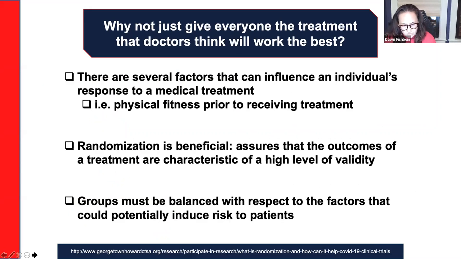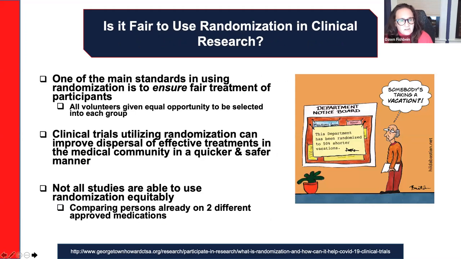So an additional benefit of the study, and this is important because we really want to make sure that there is fair treatment of all participants. We use the term equipoise in several different ways, but we want to make sure that it's equitable to all participants and that all volunteers get to have the same opportunities. So like in the cartoon on the right, this is probably not an equitable randomization because 50% got shorter vacations. We want to make sure that everyone has the same chance in the study.